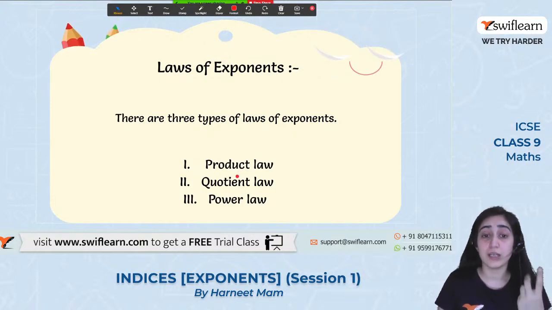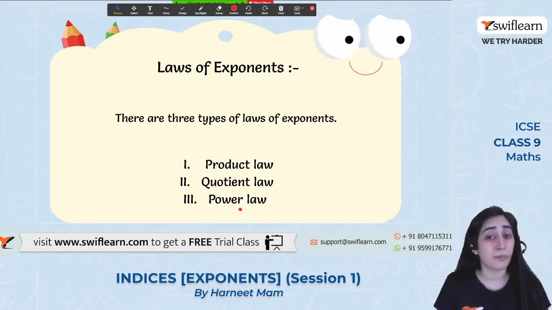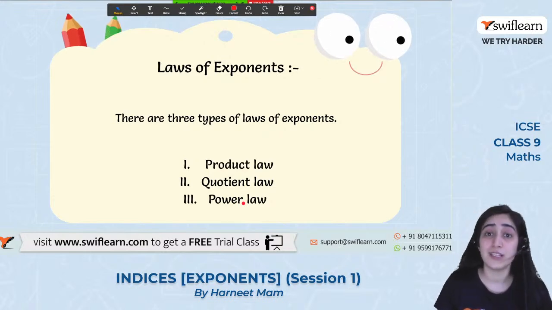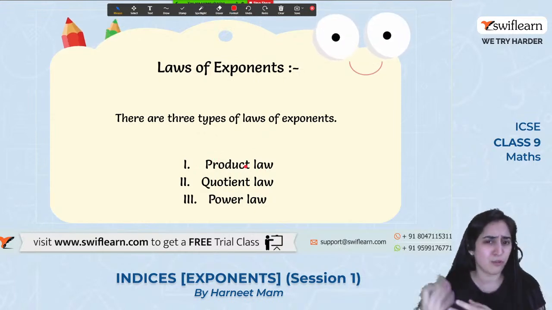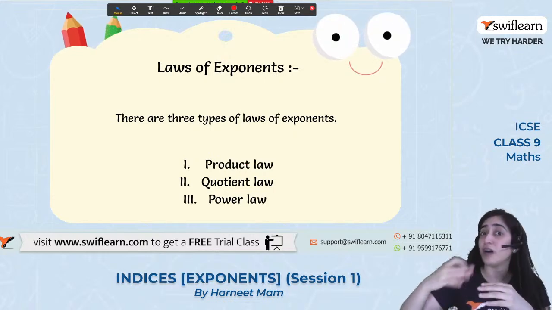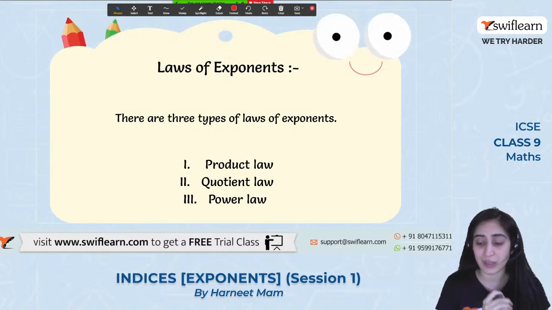Alright, so there are 3 types of laws of exponents. First is a product law. Second is a coefficient law, and third is a power law. So we'll try to cover all of these 3 today in this session. So what is a product? Product का मतलब क्या होता है? Multiplication. Coefficients का मतलब क्या होता है? जिसमें division involve हो little bit. और power का law मतलब power के ऊपर power. So let's go into that and let's understand.